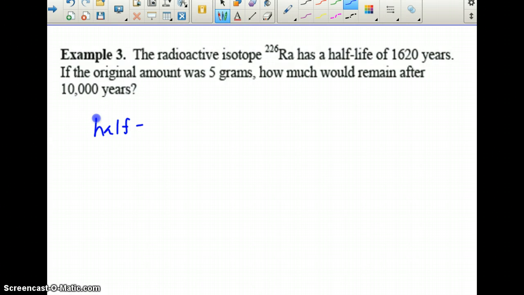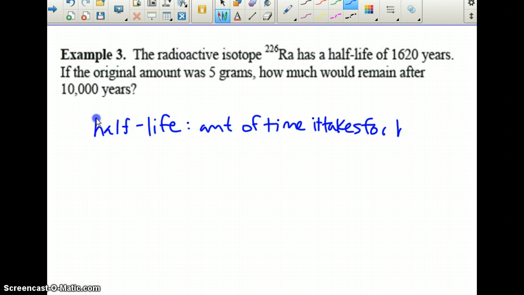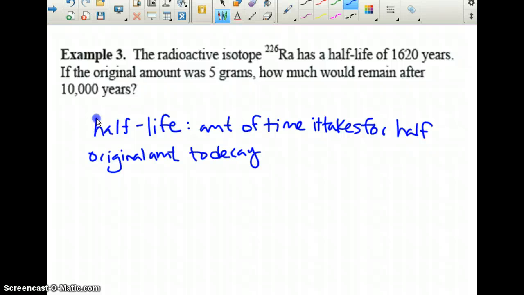Half-life is the amount of time it takes for half the original amount to decay. All right, so in this case, this isotope has a half-life of 1,620 years. The original amount is 5 grams. How much would remain after 10,000 years?